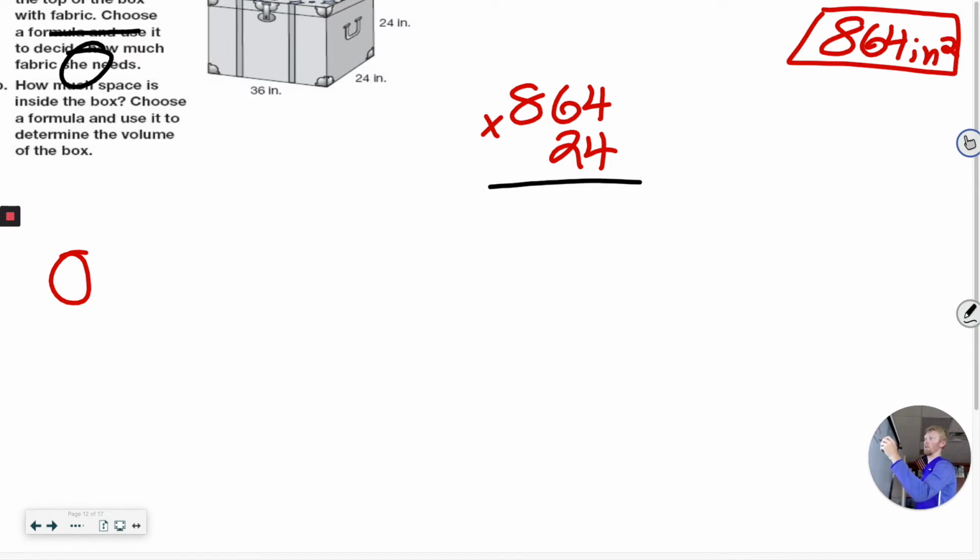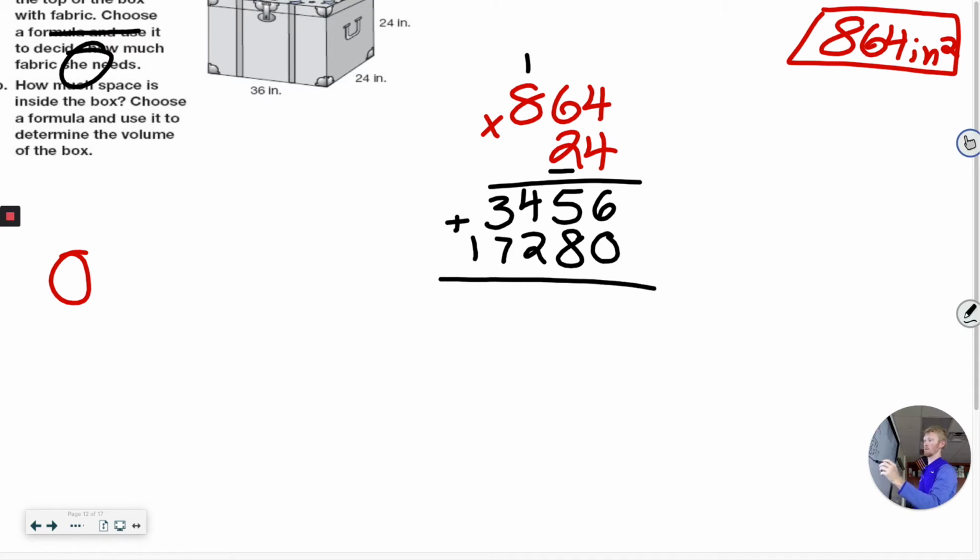All right, 4 times 4 is 16. 4 times 6, 24 plus 1, 25. 4 times 8, 32, plus 2, 34. Now I'm done with the 4. Now I go on to the 2 here. So add my 0. 2 times 4 is 8. 2 times 6 is 12. 2 times 8 is 16, plus 1 is 17.